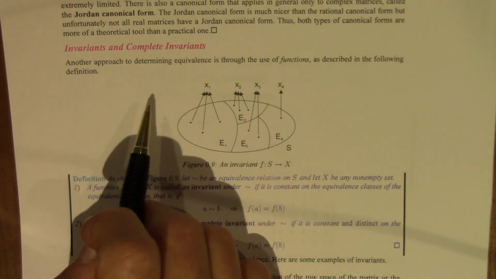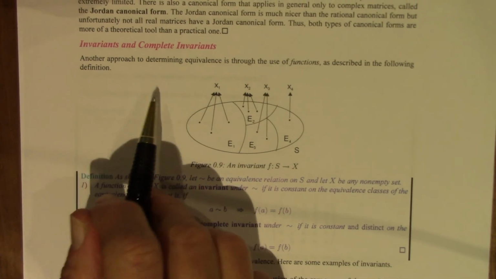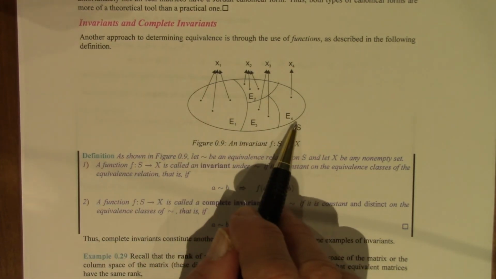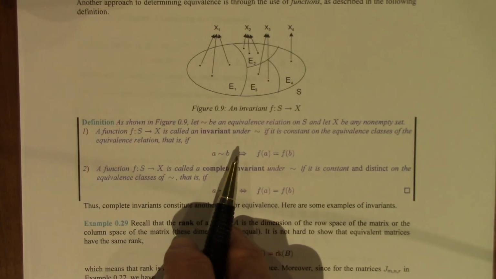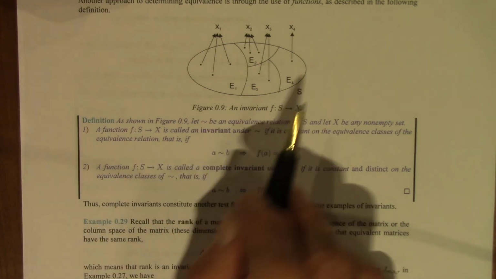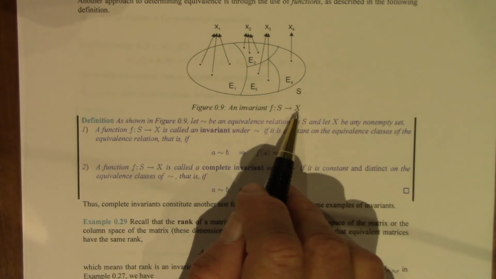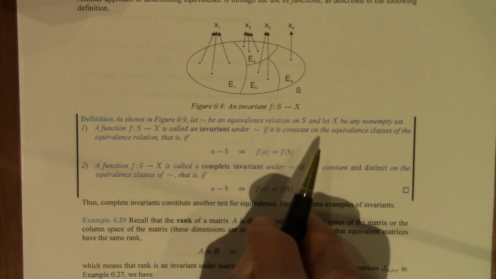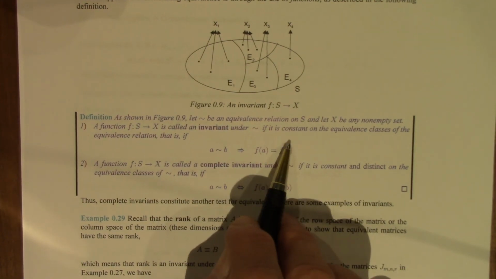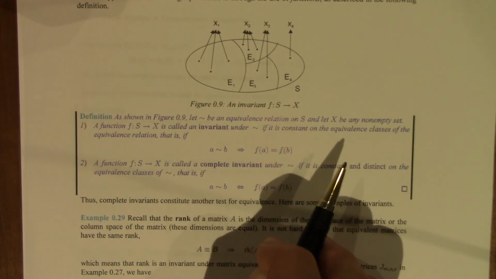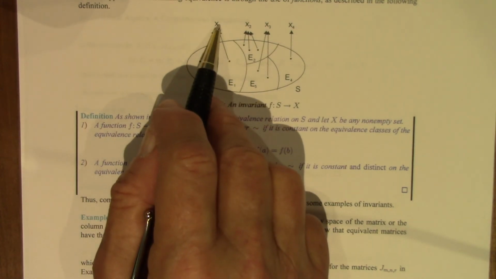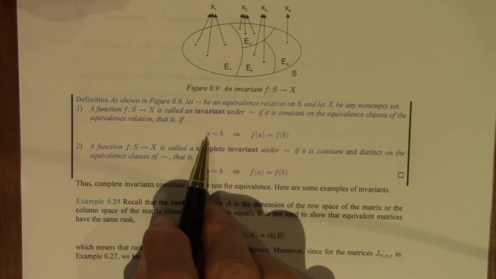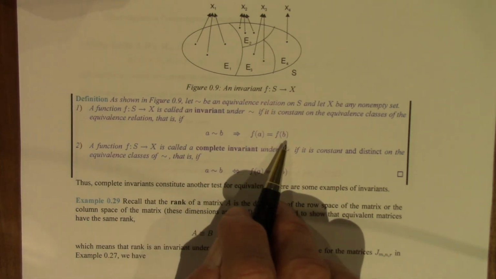Let's take a look at invariants. It's a similar concept, really, actually a little more general than canonical forms. Here again is a set S with an equivalence relation, the equivalence classes showing. A function from S to some other set, which may have nothing to do with S, is called an invariant under this equivalence relation if it is constant, the same value, on the members of each equivalence class. So you can see the arrows here. They're all going to the same value in each equivalence class. And here it is in symbols: A equivalent to B implies f of A equals f of B.